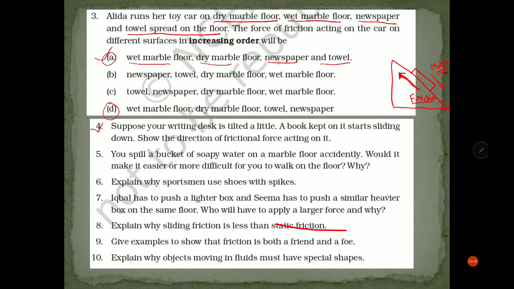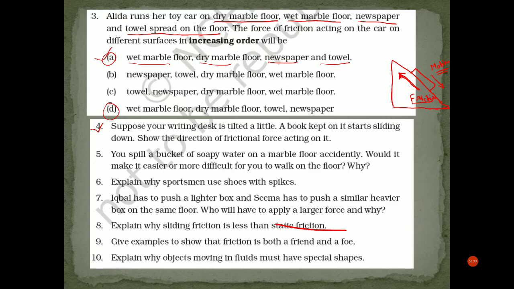You spill a bucket of soapy water on a marble floor accidentally. Would it make it easier or more difficult for you to walk on the floor, and why? It would be very difficult to walk on the floor because the friction will be reduced. When we walk, I have already explained that in the slide. You can check that in the PPT. When we walk, we push the floor behind. If the floor is soapy, if the floor is slippery, then we cannot properly push the floor backward, and accordingly we cannot move ahead.